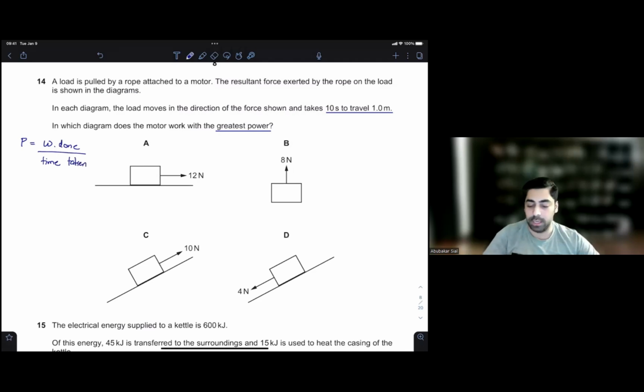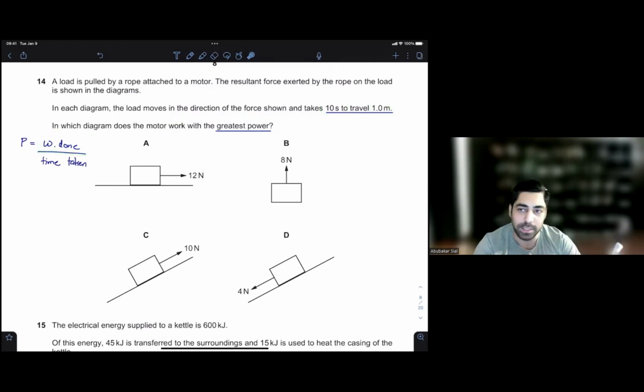In case any of you is wondering as to why we're not using energy over time taken in this case, the answer is very simple, because they're clearly talking about work done. So it's the relevant thing to write here instead of writing energy. The other thing you should note is that all of them take 10 seconds to travel 1 meter. The time is the same for all 4 cases, which means that the denominator is not playing a role in this question. It's all about this.